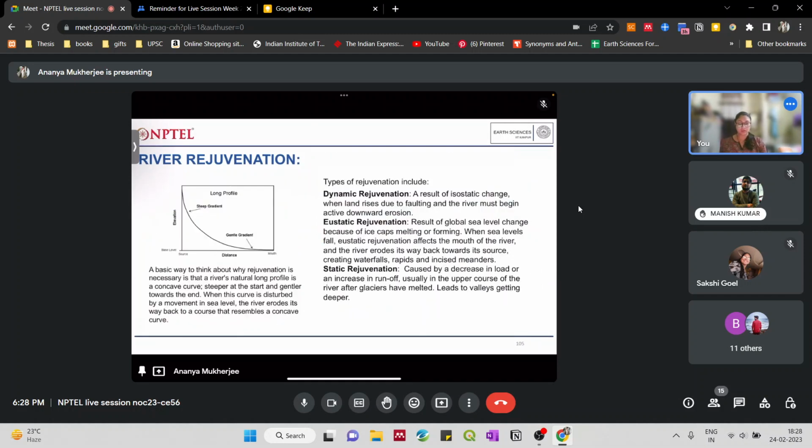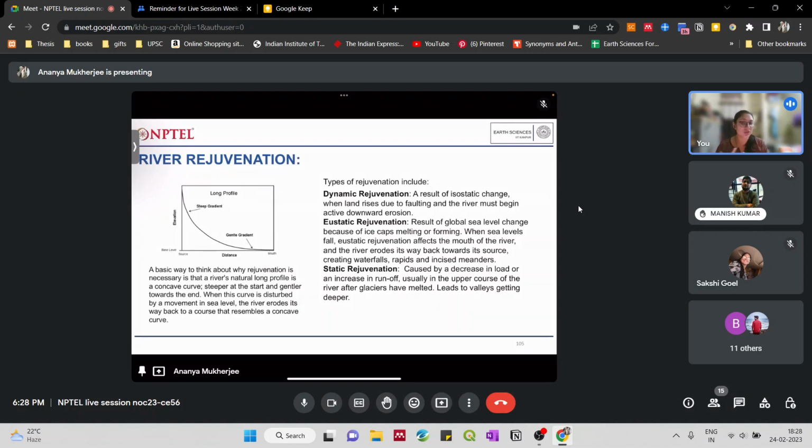Over here, you can see that there are three different types of rejuvenation that can happen. That is dynamic, the result of isostatic change, where I said that the land rises, maybe due to faulting or any other tectonic or geological process, and the river has to erode downwards, downstream, or there is more erosion towards the sea.